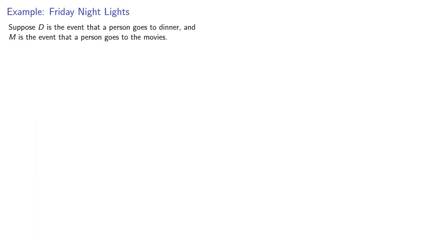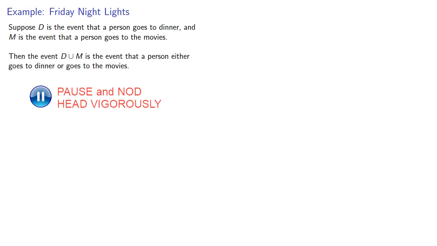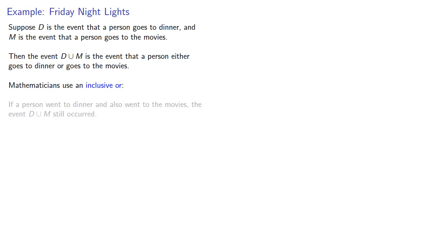For example, suppose D is the event a person goes out to dinner and M is the event a person goes to the movies. Then the event D union M is the event that either a person goes to dinner or goes to the movies. Now, mathematicians use an inclusive OR. If a person went to dinner and also went to the movies, the event D union M still occurred.